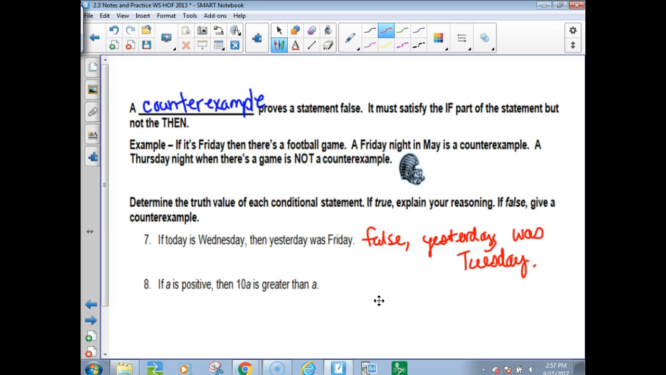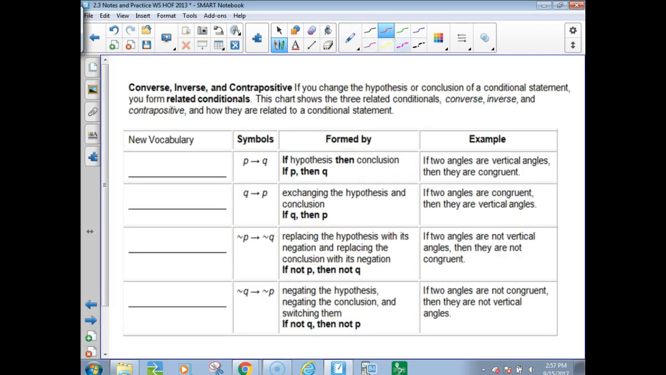Okay, the second one. If A is positive, then 10 times A is greater than A. Well, if you have a positive number and you multiply it by 10, doesn't it have to get bigger? It's going to get bigger no matter what. So this statement is simply true. Good.